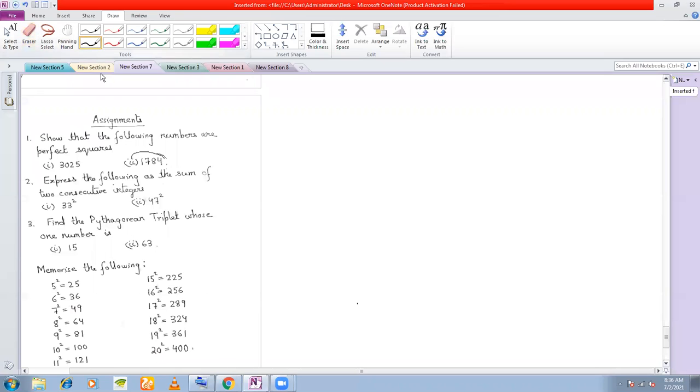Next question is: express the following as a sum of two consecutive integers. 33 squared. What are the two consecutive integers for 33 squared? Can 33 squared be expressed as two consecutive integers? How do you express this as two consecutive integers? 33 squared minus 1 divided by 2 will give you how much? Square 33, just by the technique I told you.